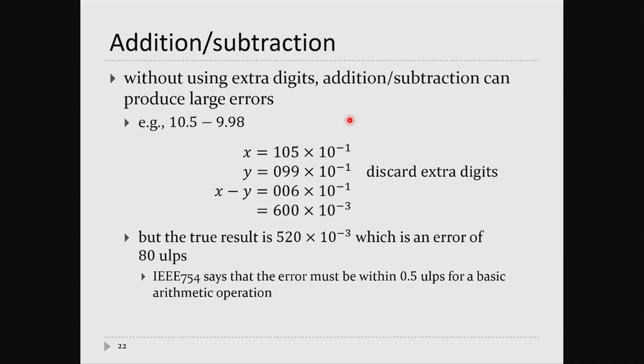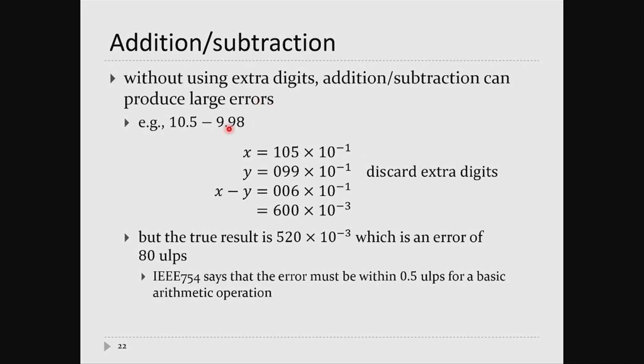Now, if you don't use extra digits, addition and subtraction can produce very large errors. So here's 10.5 and 9.98. Those are not very far apart. Mathematically, there's a distance of only 0.52 between those two numbers. Very small. What happens when I subtract them? So 10.5 is 105 times 10 to the minus 1. 9.98. Now I'm going to toss everything after the 3rd digit.